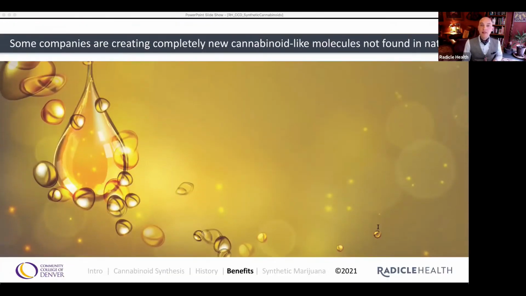From a medical perspective, synthetic approaches to cannabinoids can help facilitate the creation of products that include cannabinoids that rarely occur naturally or that are difficult to extract. And this offers new therapeutic possibilities. So in fact, there are some companies that are creating completely new cannabinoid-like molecules that are not even found in nature. So HU580 is a good example of that.